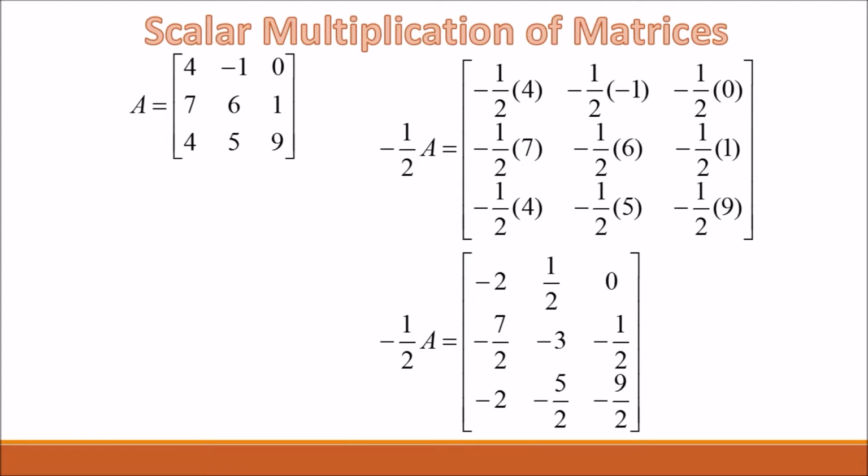Let's take another example. For example, we are having a matrix with an order of 3 by 3 and we want to find out the value of -1/2 into A. Therefore, -1/2 will be multiplied with all of the elements of A in the same way we have done before. So after this, we will get a result like this.